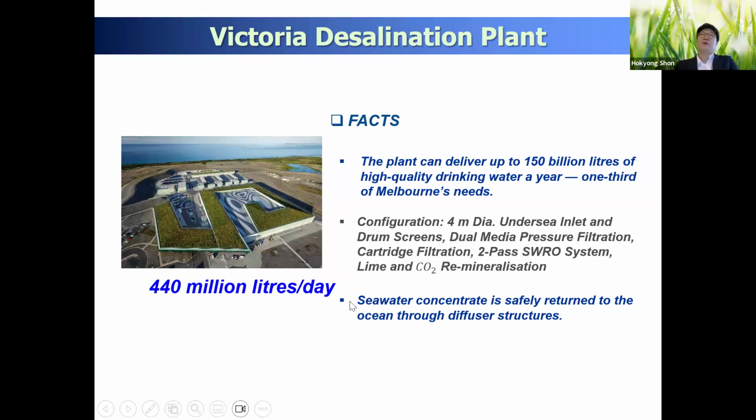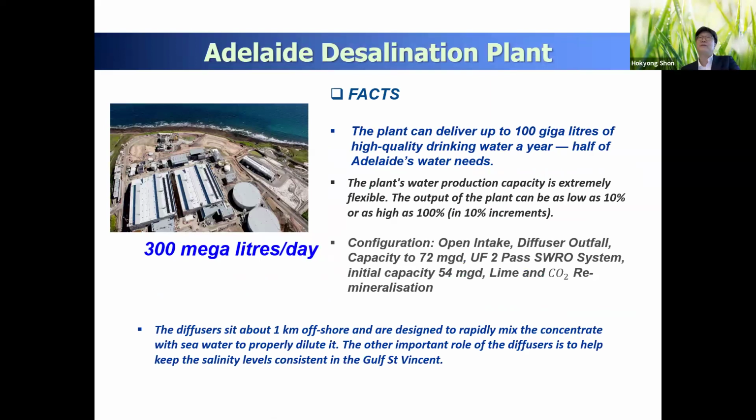Compared to the Gold Coast and Victoria, Adelaide has something different. Also, they are in minimum operation and standby mode, and they produce almost 100 gigaliters of high quality water per year, and half of that is for Adelaide's water needs. The plant's water production capacity is extremely flexible. The output of the plant can be as low as 10% or as high as 100%.